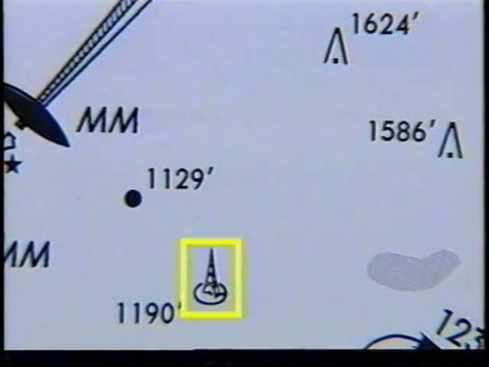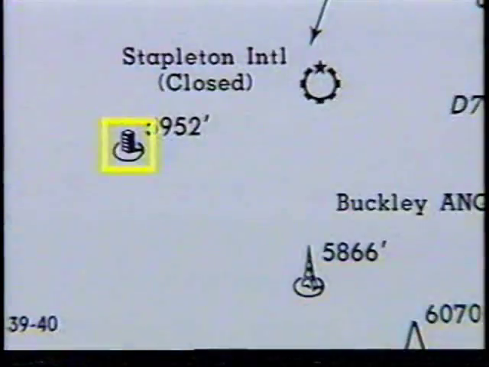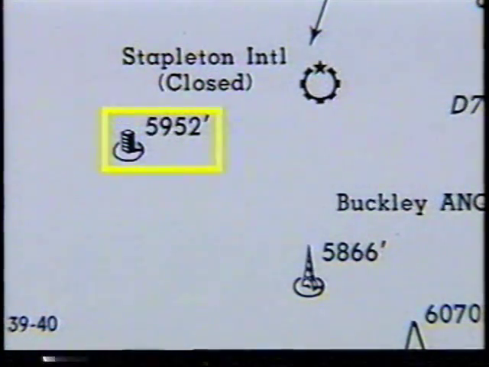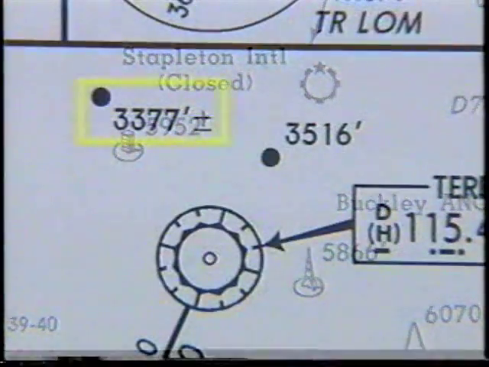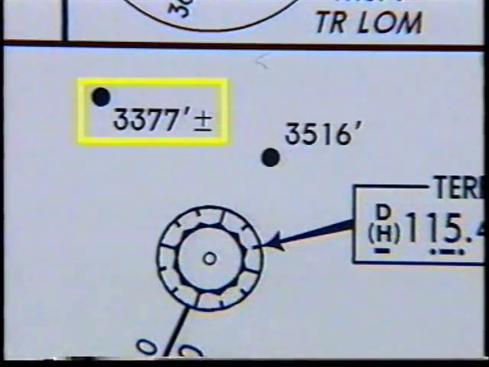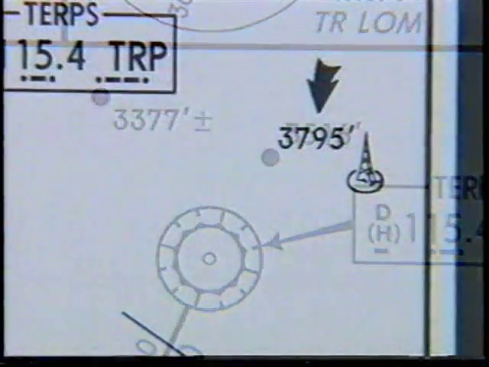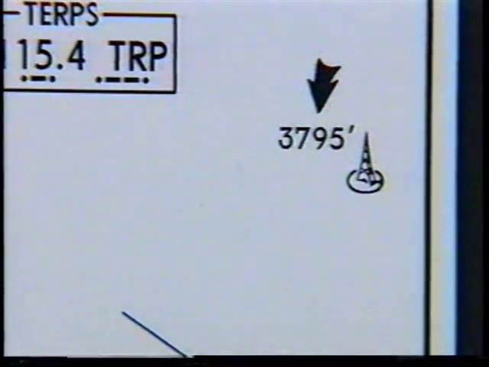When man-made objects are known, they are depicted with specific symbols, such as a tower or building. The mean sea level elevation, as measured at the top of the reference point, is given next to the symbol. Where the elevation of the object has not been accurately surveyed, a plus-minus symbol is placed near it. The highest reference point portrayed on the plan view is indicated by a bold arrow.